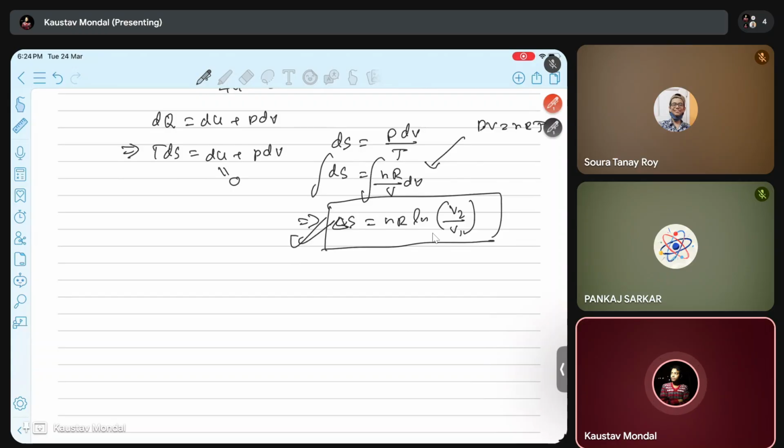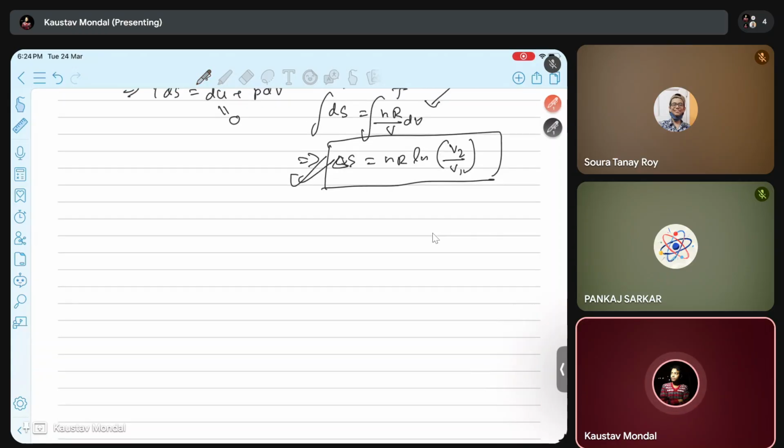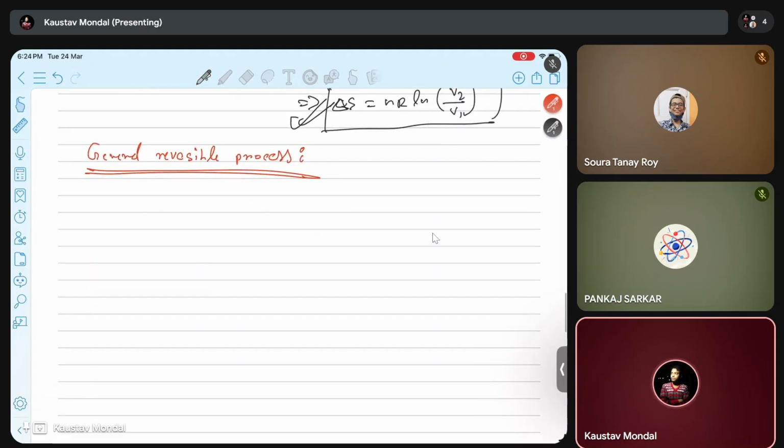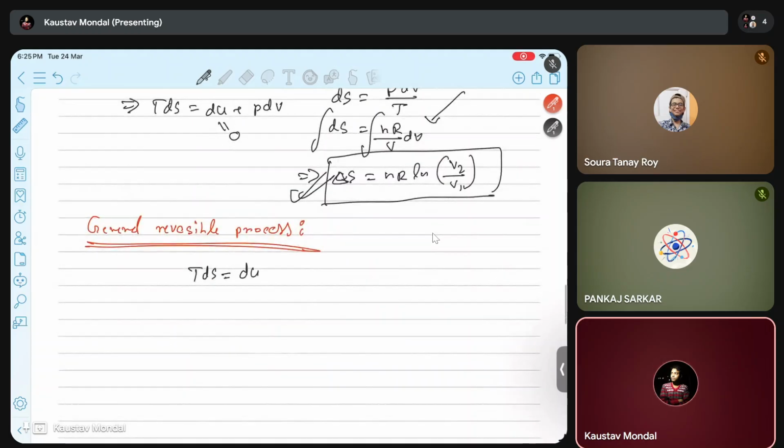Next is for a general system. Let's suppose some general process is happening, or a general reversible process. Not any special case like isochoric or isobaric or adiabatic, not any special case. Any kind of reversible process is happening. In that case, what is the general expression of the change in entropy? For that, we first have to write the equation TdS is equal to dU plus PdV.